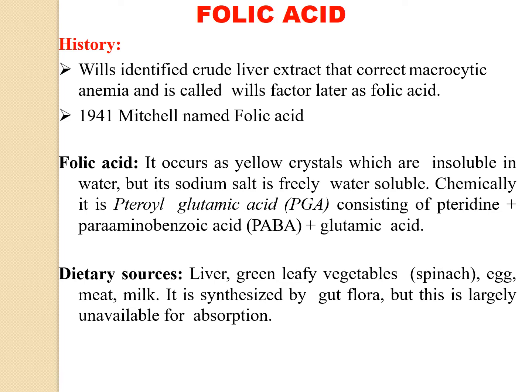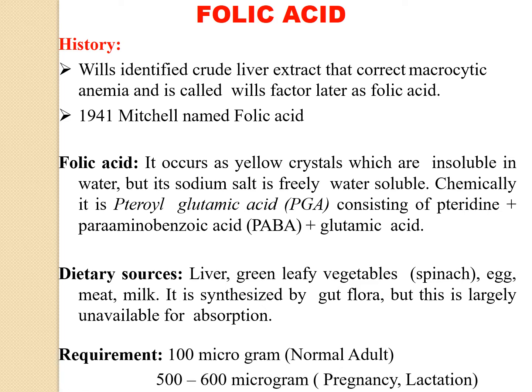Dietary sources of folic acid are liver, green leafy vegetables like spinach, egg, meat, and milk. It is synthesized by the gut flora, but this is largely unavailable for absorption. The requirement of folic acid is 100 microgram in a normal adult, but in pregnancy and lactation, the requirement is 500 to 600 micrograms.